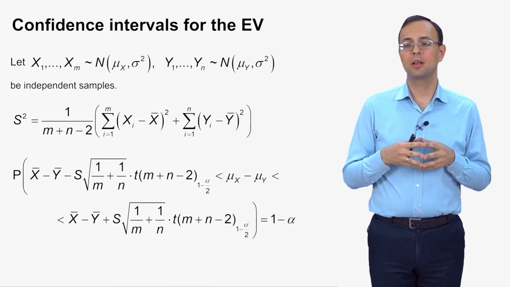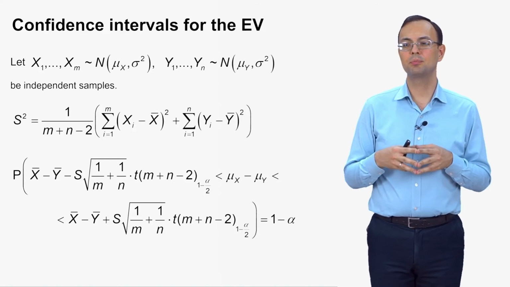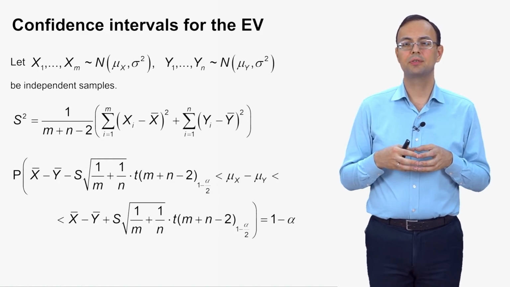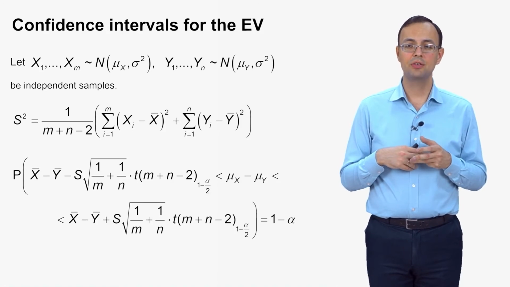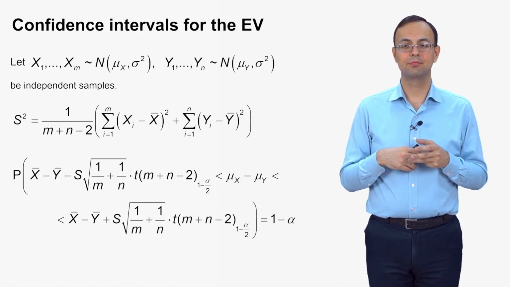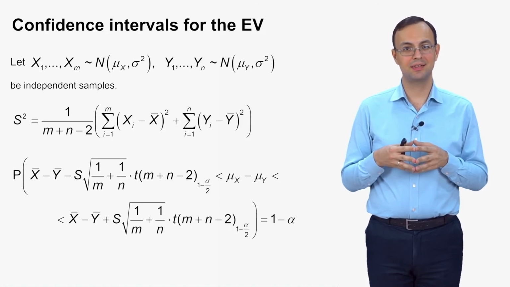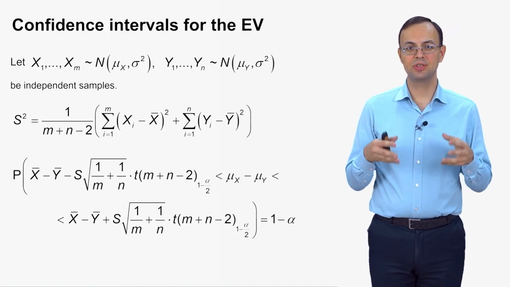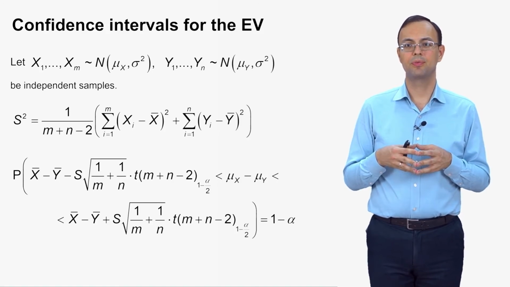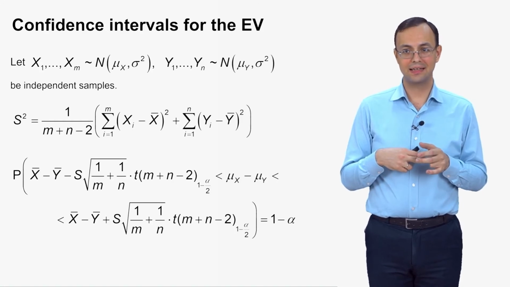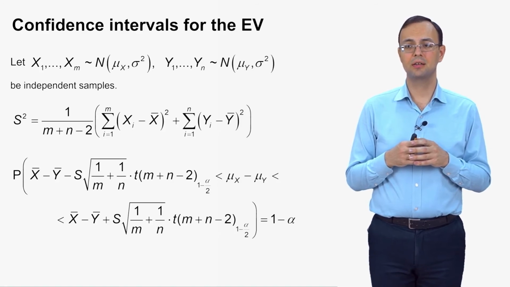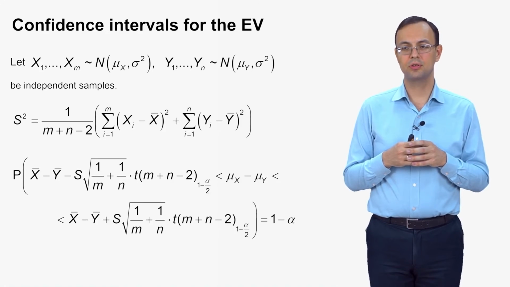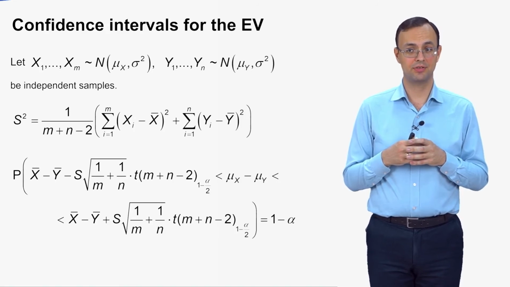And in this case, the formula is a little bit more complicated. Here you are to find x bar and y bar, the sample means for both samples, and then you are to find the sample variance of the united sample according to the formula you can see. Then the confidence interval is constructed with the help of the two sample means, one sample variance of the united sample, and the quantile of the Student's distribution with parameter m plus n minus 2.